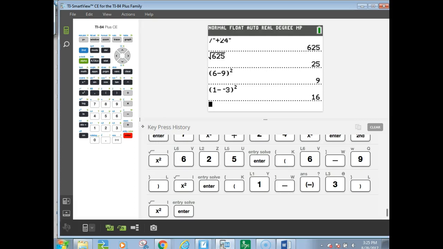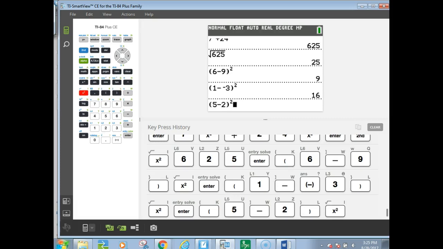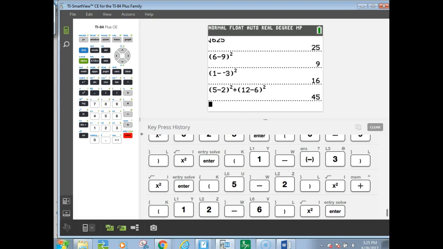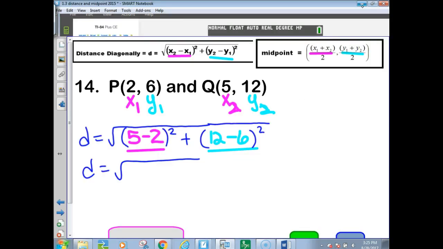I would suggest that you can definitely type, was it 5 minus 2 for the x's? You can do this, and I have no problem with doing all this at once. Or the y parts, 12 minus 6, I think. You can just do all of that at once if you want. If you type it carefully, we should be getting 45.